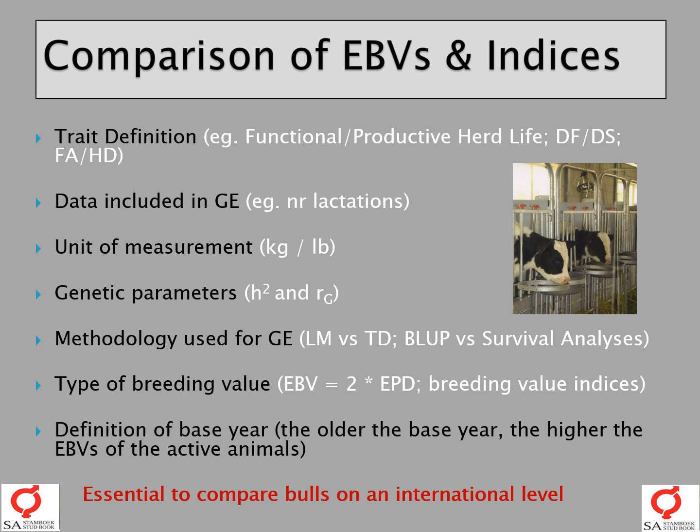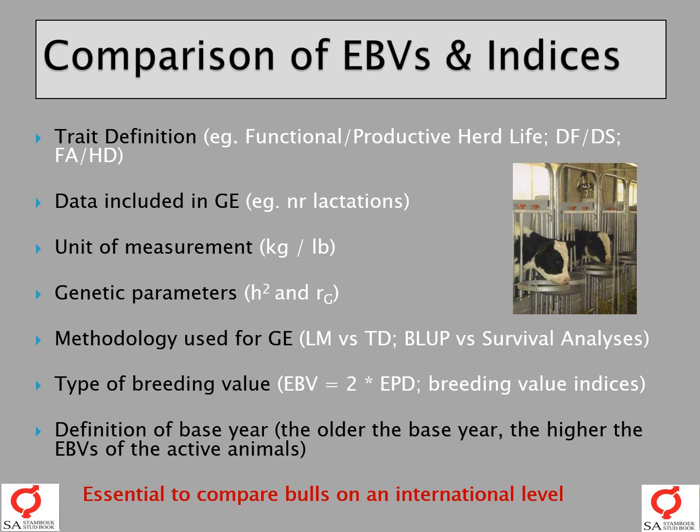Furthermore, countries might differ with regards to the data they include in the genetic evaluation. For example, for production traits, countries might differ with regards to the number of lactations they include in the evaluations. Most countries include the first 3 lactations, but there are countries that include only the first 2, and some countries even include all available lactation information in their genetic evaluations. Countries might differ with regards to the unit of measurement being used. Most countries, for example, measure production in kilograms, while the USA still measures in pounds.